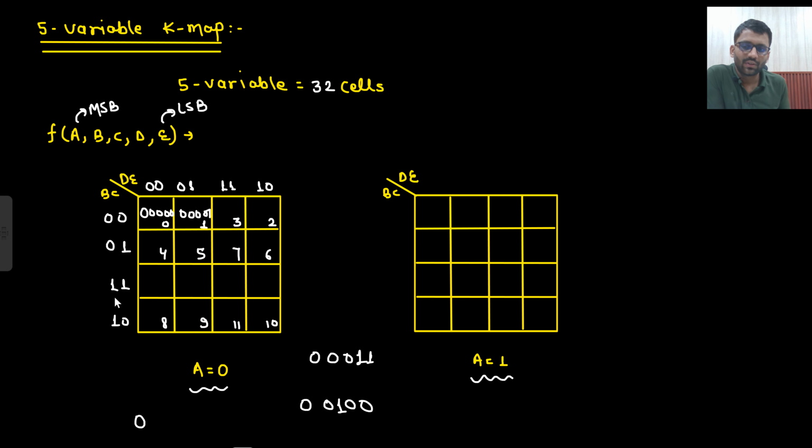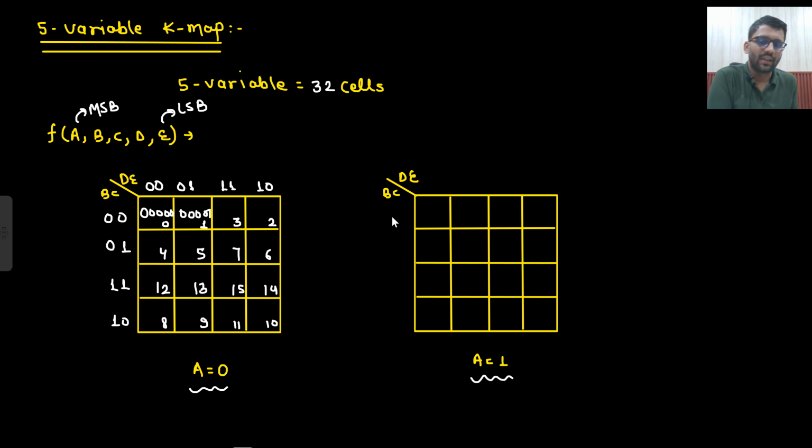Because A is already 0 and this is 1, 0, 0, 0. So this is 8 only. 8, 9, 10, 11, 12, 13, 14, 15. Now what about this one? Again this will take 0, 0, 0, 1, 1, 1, 1, 0.